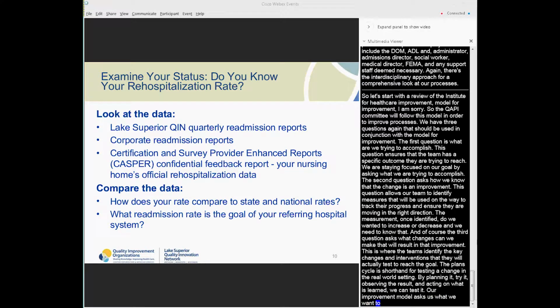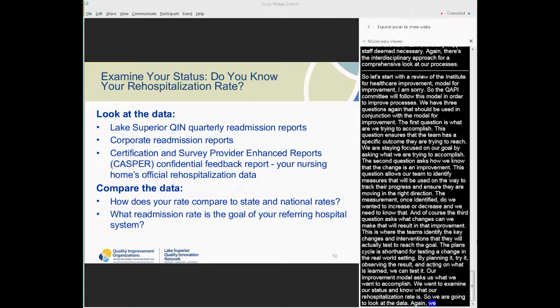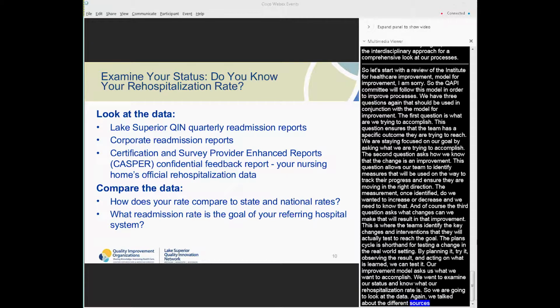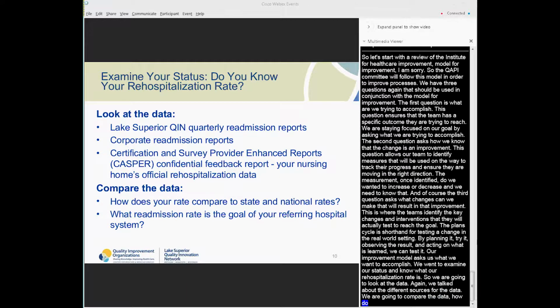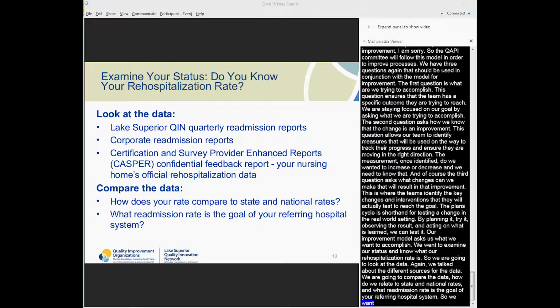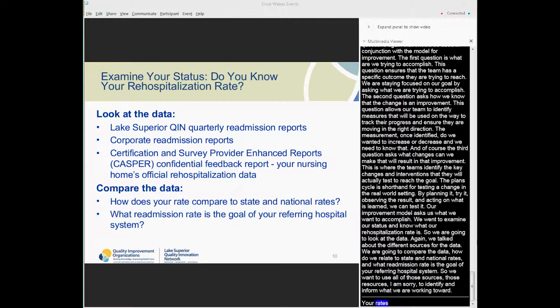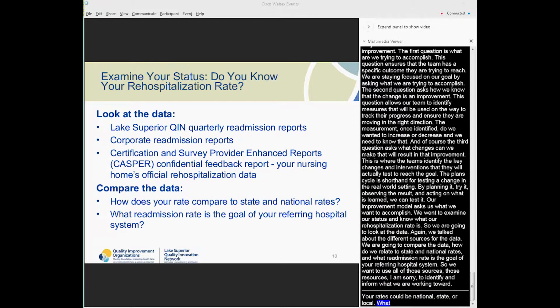So we're going to look at the data, and again, we've talked about the different sources for the data. We're going to compare the data. How do we relate to state and national rates? And what readmission rate is the goal of your referring hospital system? So we want to use all of those resources to identify and inform what we're working toward. Your rates could be national, state, or local. And ultimately we want to determine what is your nursing home's current readmission rate.